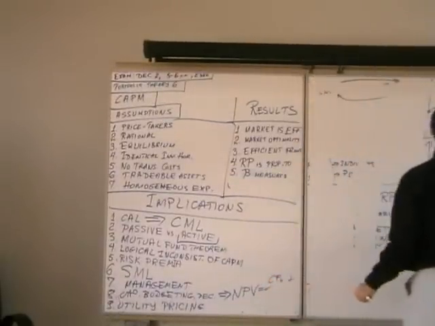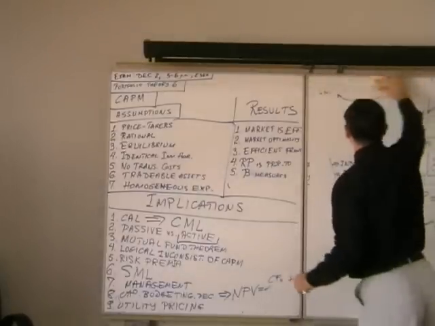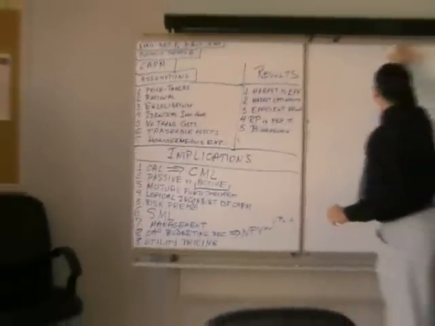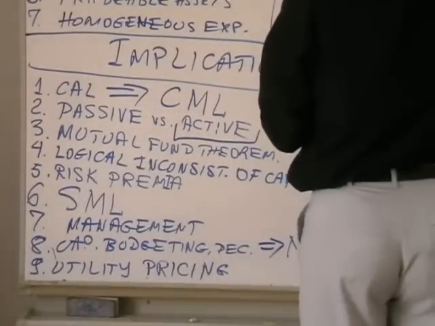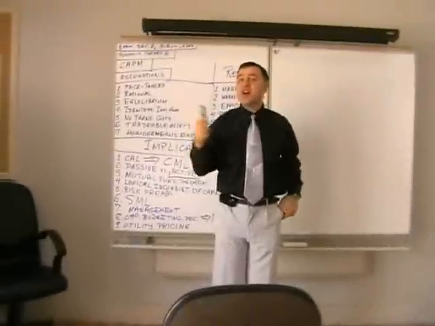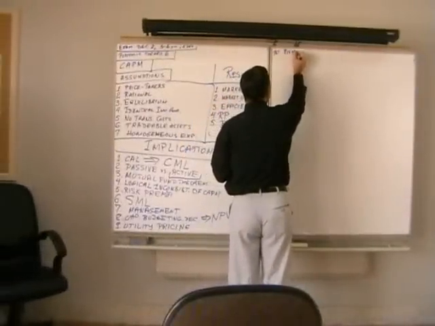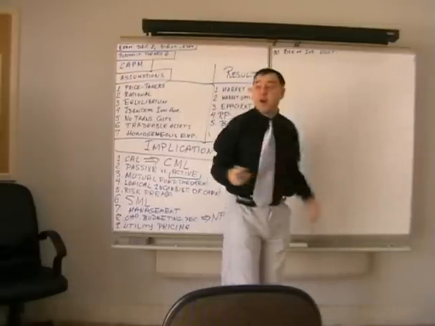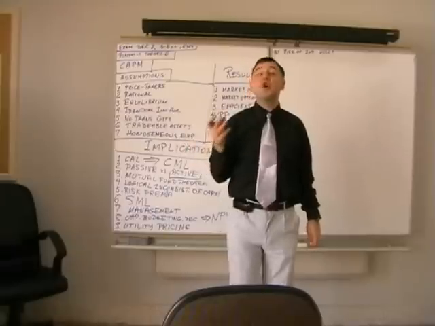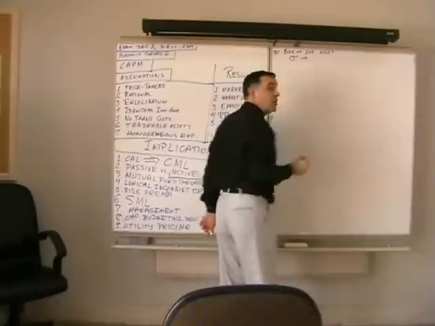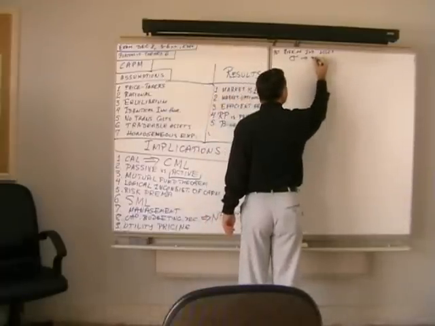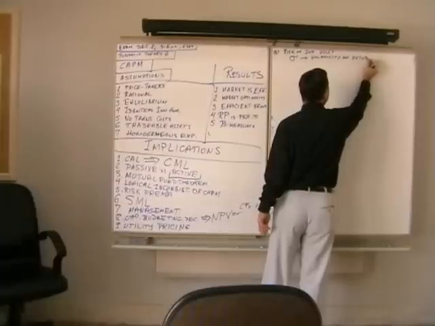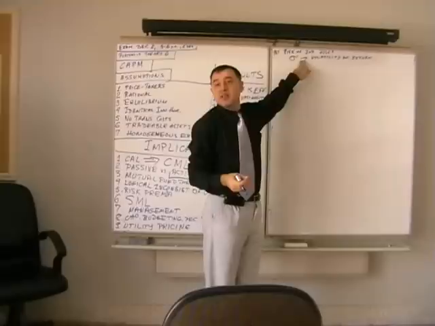Oh, let me add one other important piece. Let's add one more piece. The next piece is risk of an asset, we usually measure it with sigma, which is the volatility of return. So, for an individual asset, this was the risk measure.